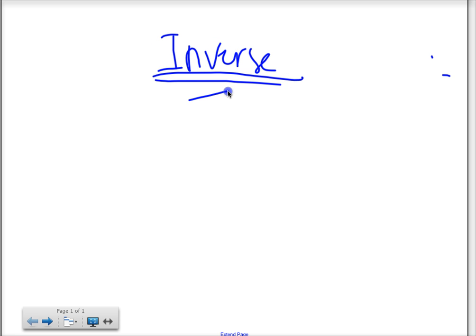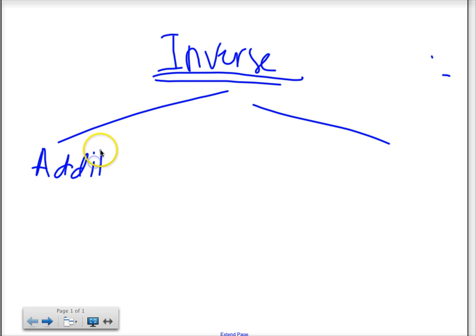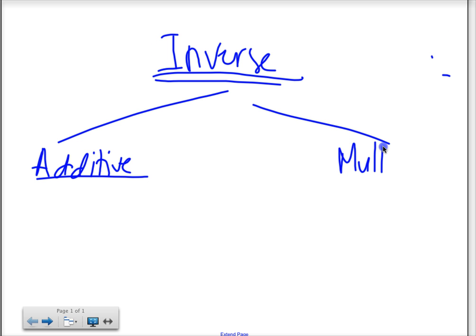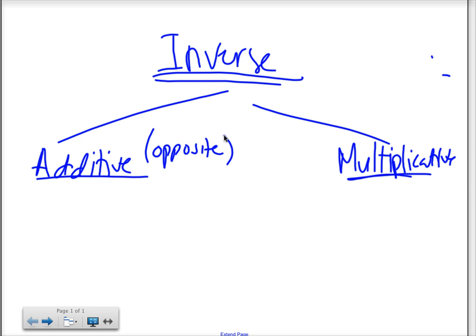Okay. Here's another one I want to introduce you to. It's called inverse. And inverse, once again, has two branches. The first branch is additive, just like the other one. And the other one is called the, what do you think? Multiplicative. Very good. Okay. Additive inverse is basically finding the opposite of the number. So watch what happens.